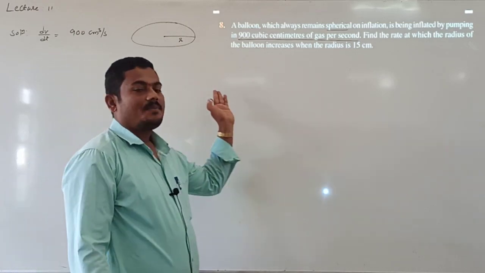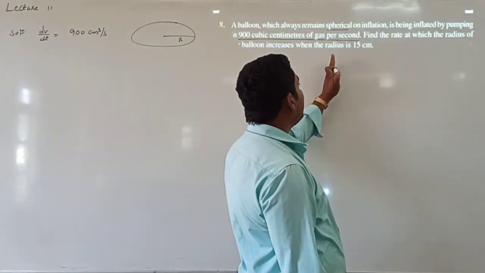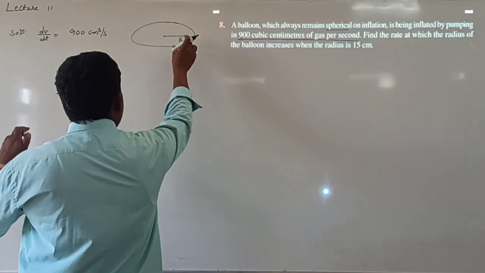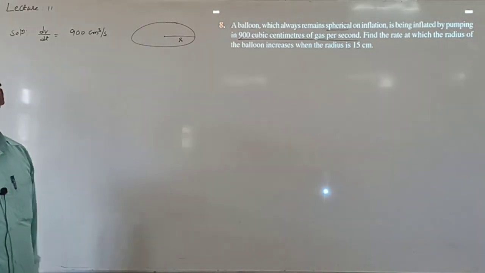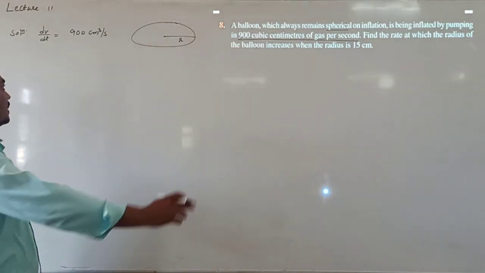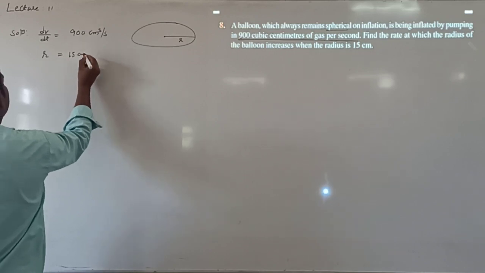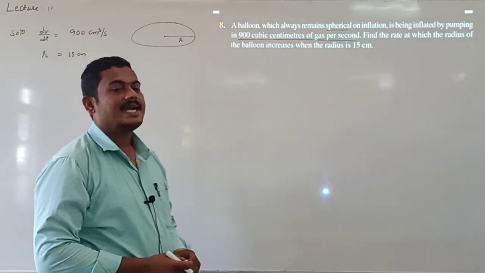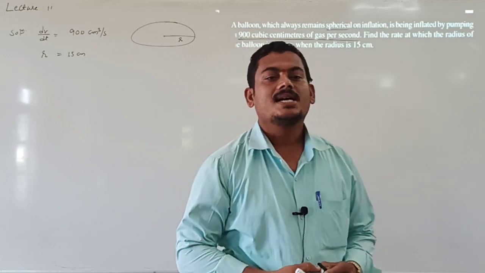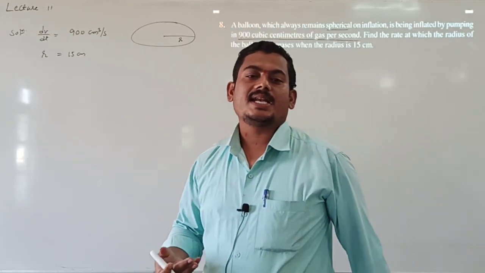Initially its radius is r centimeter, after some time its radius reaches 15 centimeter. At that time, what is the rate of change of its radius? Means we need dr by dt.